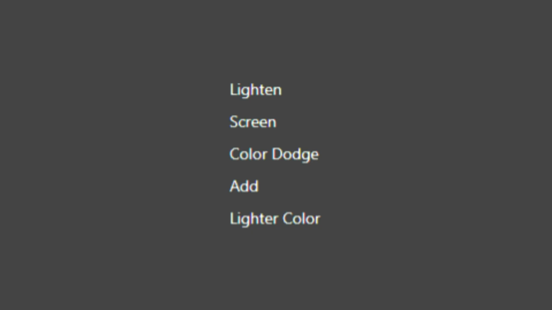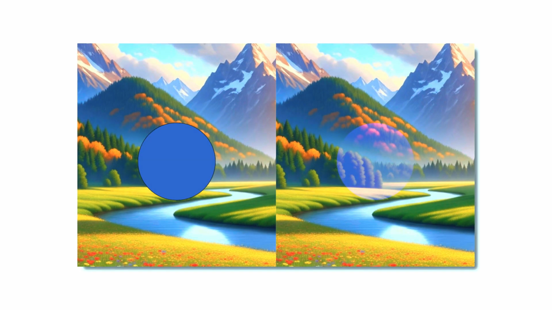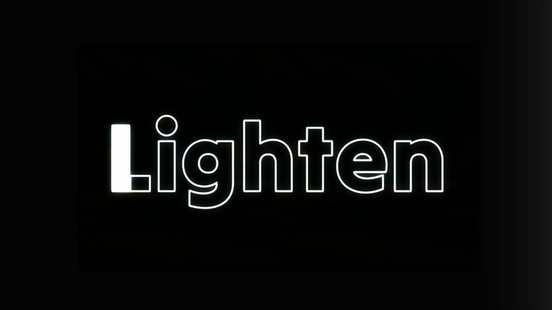Today, we'll move to the lighten group. These modes do the opposite. Instead of keeping darker values, they lighten the image in different ways. Let's go through them one by one.